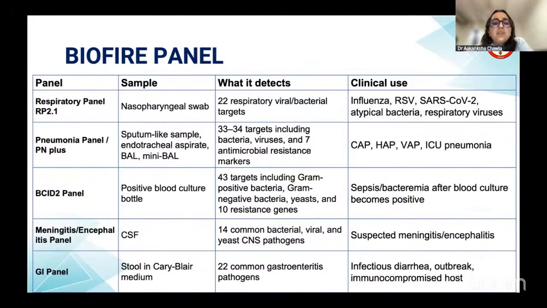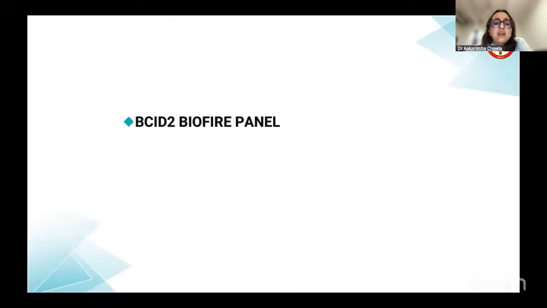The pneumonia panel or the pneumonia plus panel are your lower respiratory tract secretions like sputum, endotracheal aspirate, your bronchoalveolar lavage, mini-BAL. Then the BCID2 panel, which is in a positive blood culture bottle. Meningitis encephalitis panel, wherein we send the CSF. And then the GI panel, wherein the stool is sent in the Cary-Blair medium. So we'll be looking at each of these panels, starting with the BCID BioFire panel.